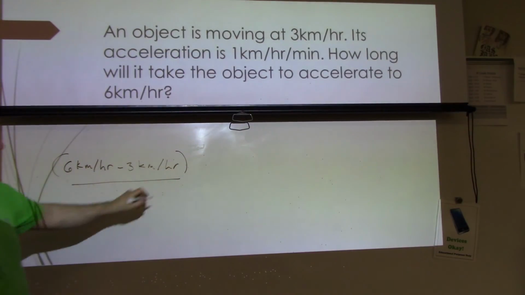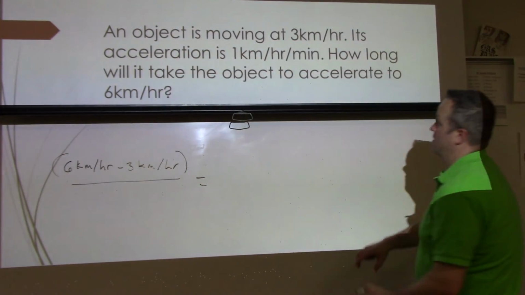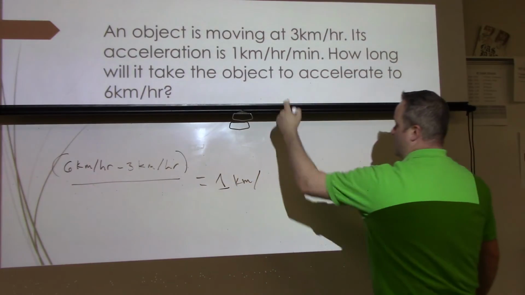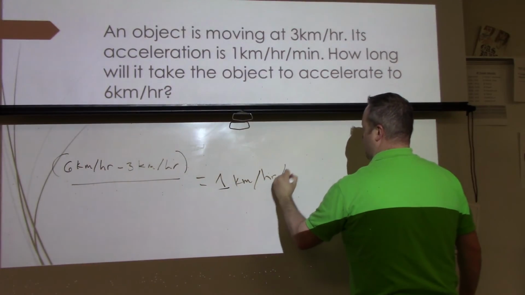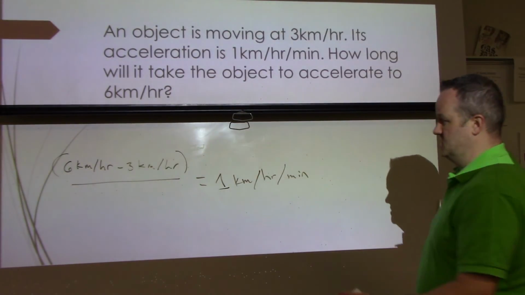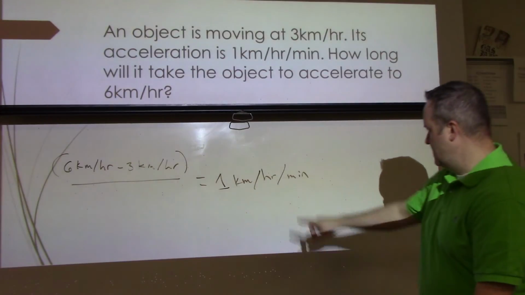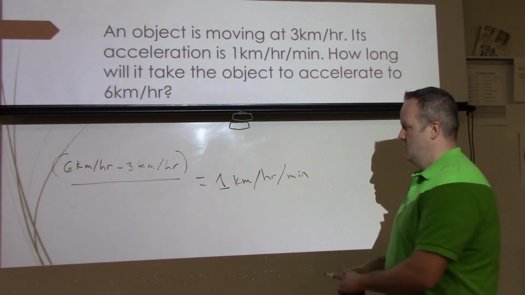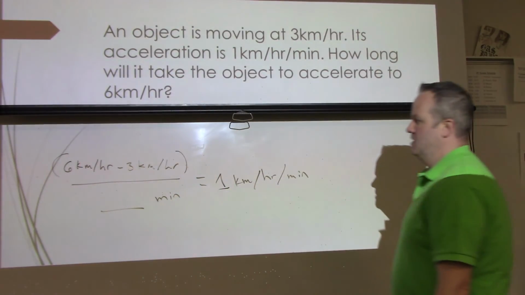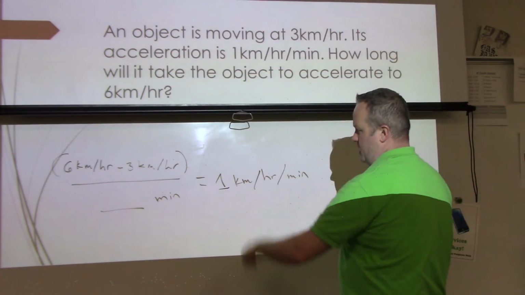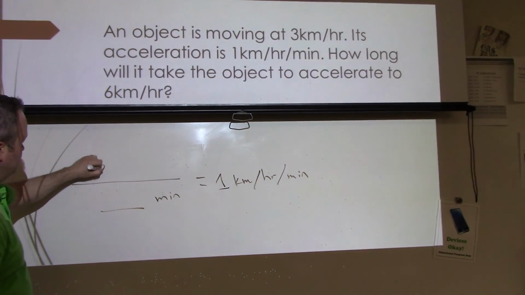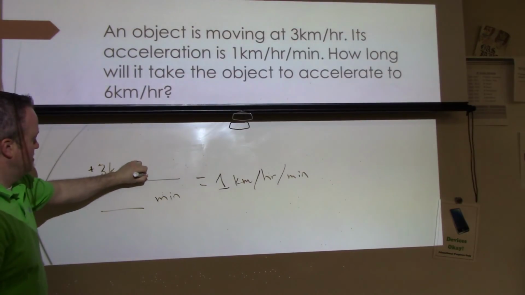I know that my acceleration, as it says up here, is 1 kilometer per hour per minute. How long will it take me to accelerate to 6 kilometers per hour? Well, since my second time unit right here is minutes, then I'm going to have some kind of answer down here in minutes. If I do the math, 6 minus 3, my acceleration, or the amount of change in velocity, is a positive 3 kilometers per hour.